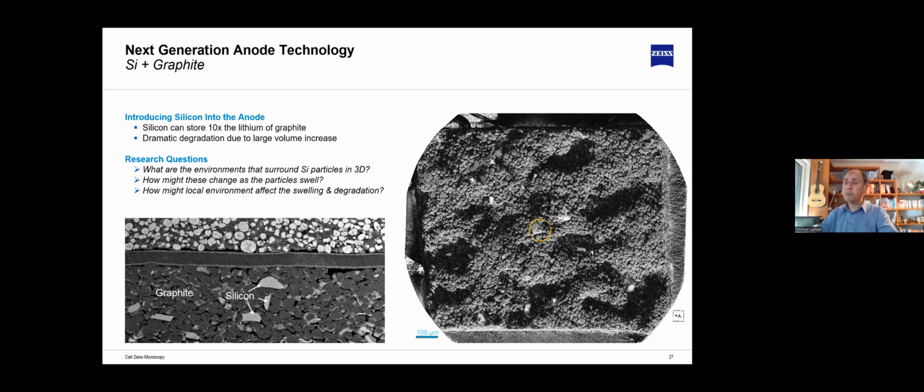So that's why it's really important to understand the mechanism of this deterioration, why the capacity drops so quickly in batteries that are being manufactured using silicon-containing graphite anodes.